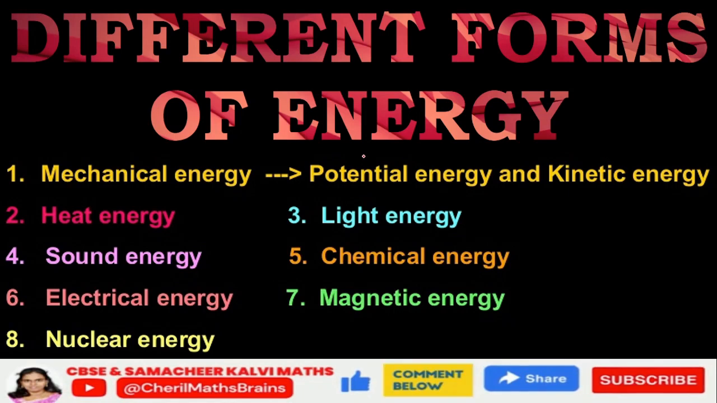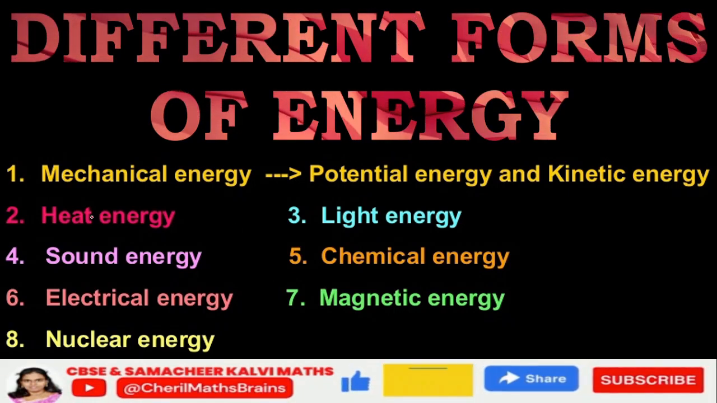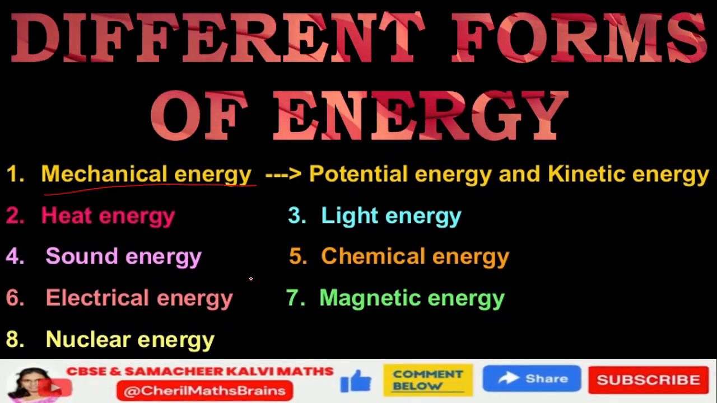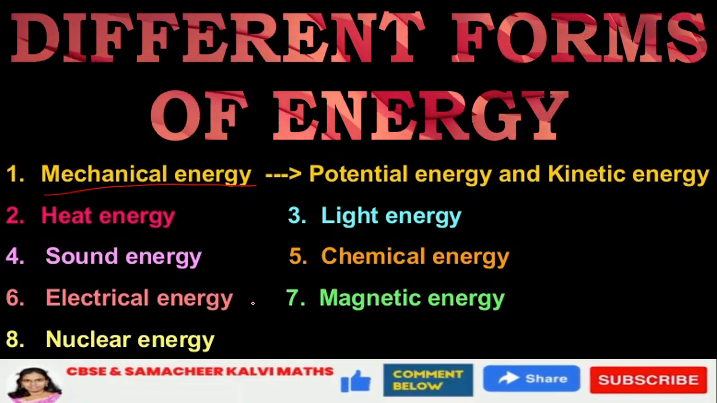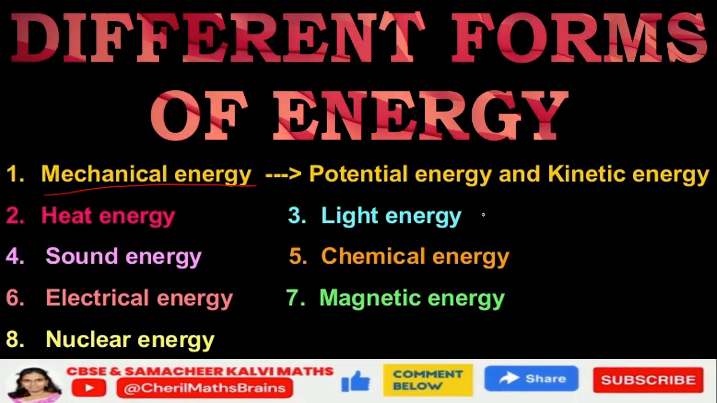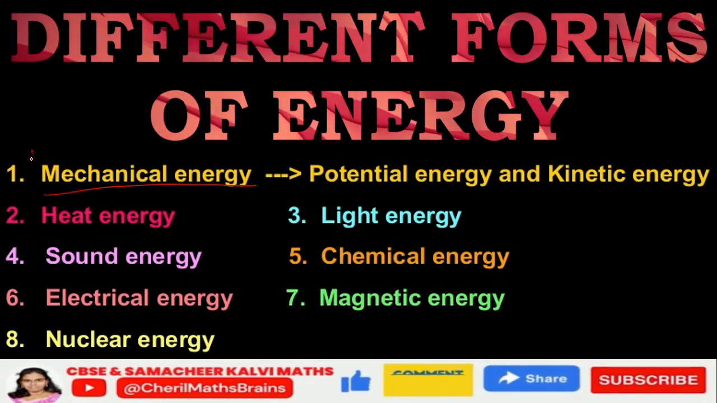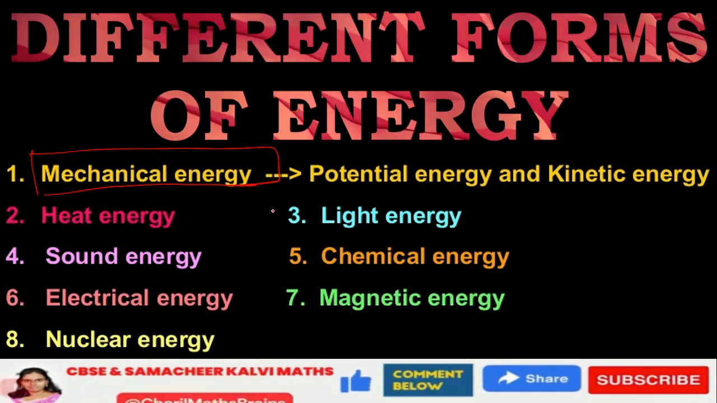In those different forms of energy, we are going to learn about one main type called mechanical energy. So what are the other different forms of energy? Mechanical, heat, sound energy, electrical energy, nuclear energy, light energy, chemical energy and magnetic energy. But for our syllabus, we are going to learn only about mechanical energy.